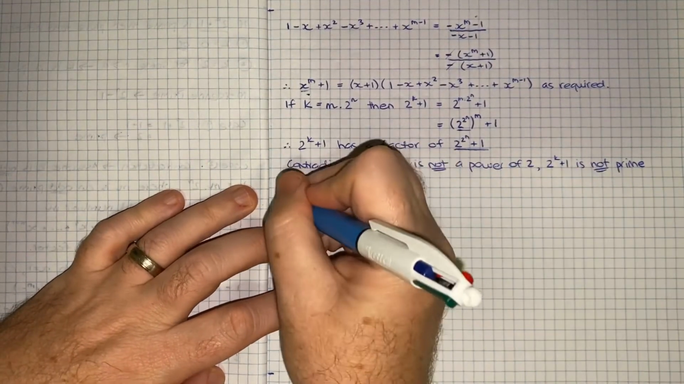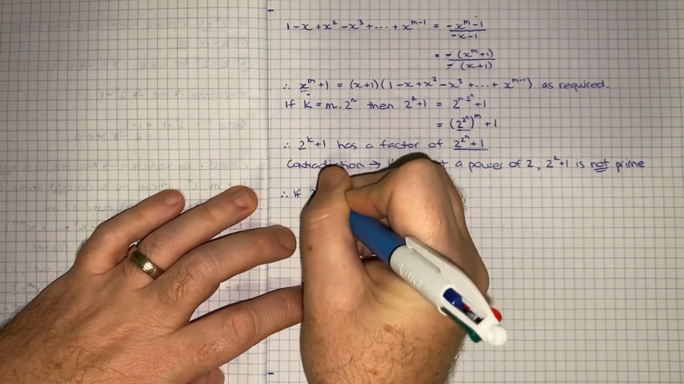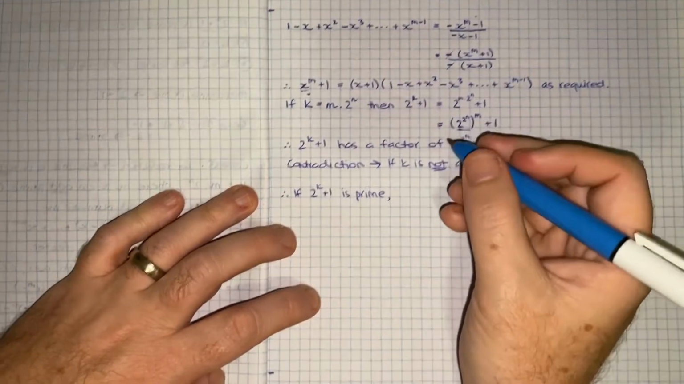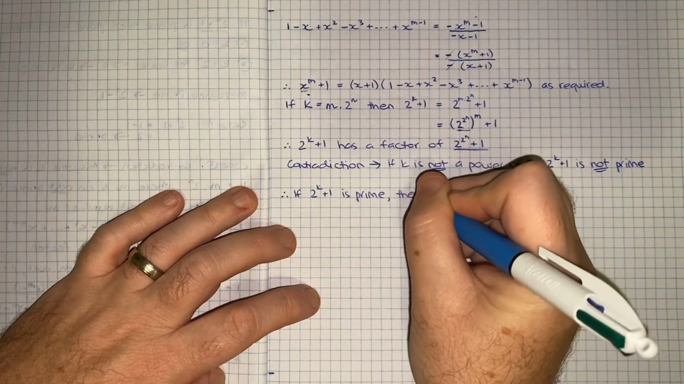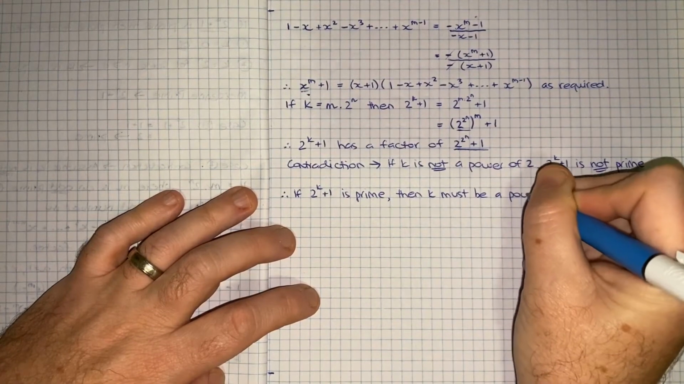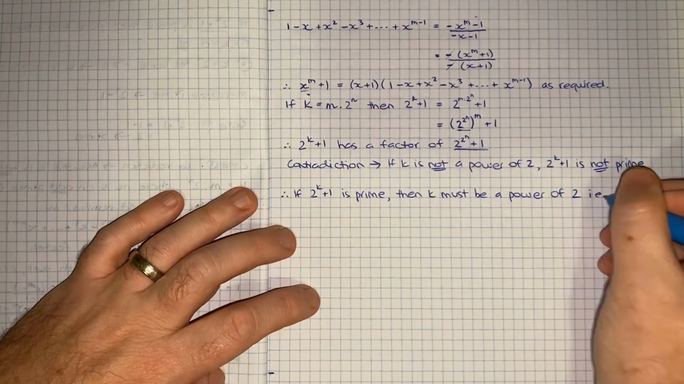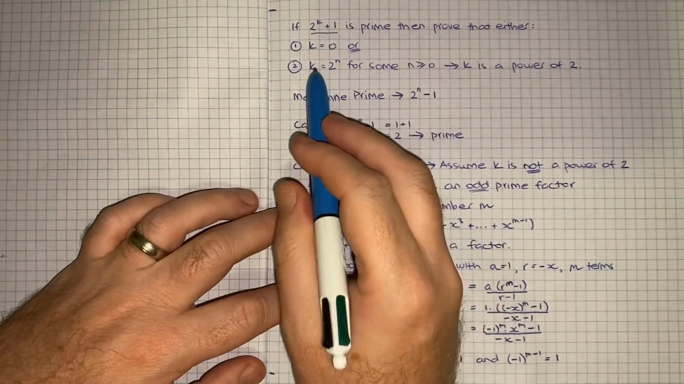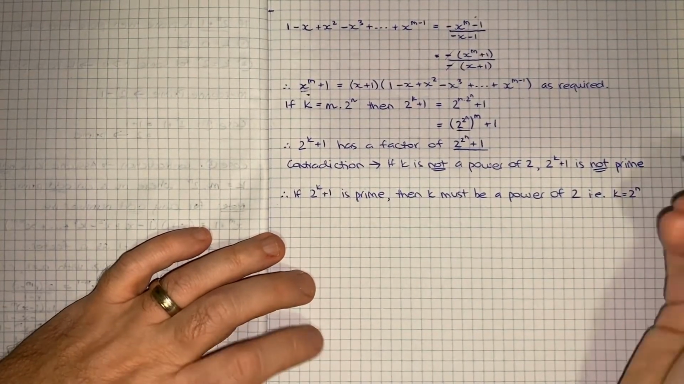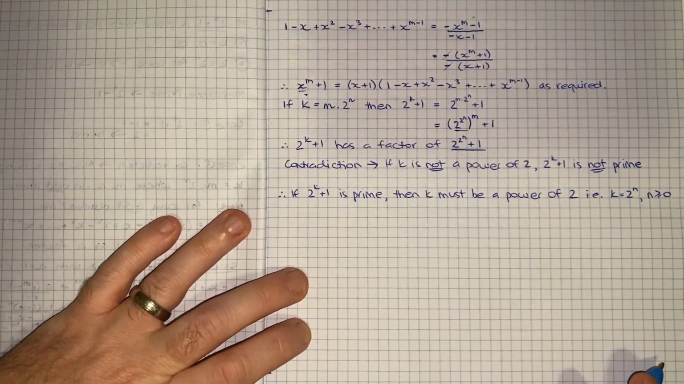So, therefore, our ultimate conclusion is if 2^k + 1 is prime, then k must be a power of 2. Or in other words, k must be defined in this format: k = 2^n for some n greater than or equal to 0. Boom! So there you have it.